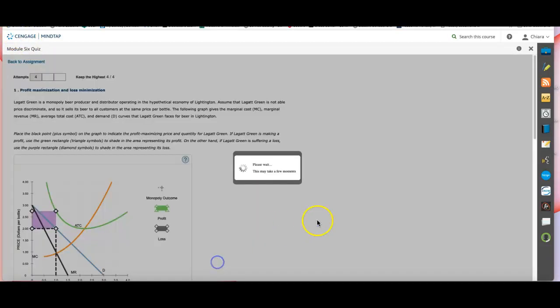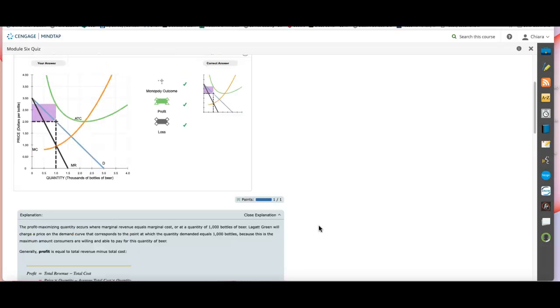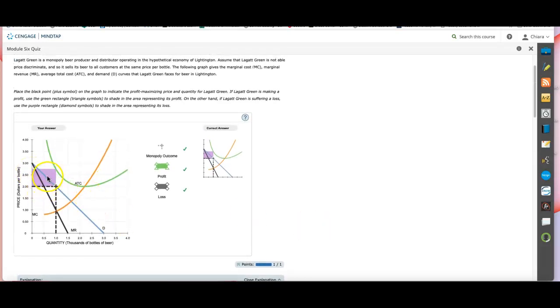So let's grade it and see if we got it correctly. Yes. So this is how you solve these graphs. You just have to add the graded area. It takes a little patience to move it with the mouse.